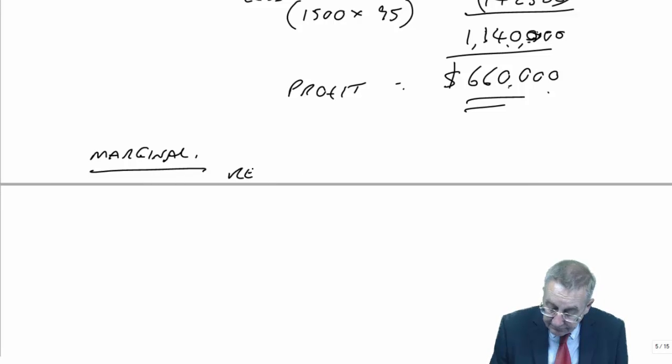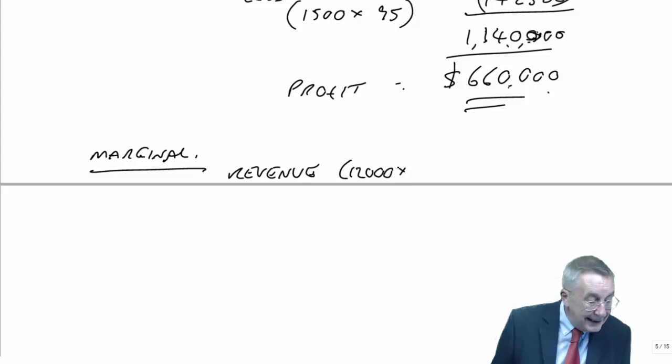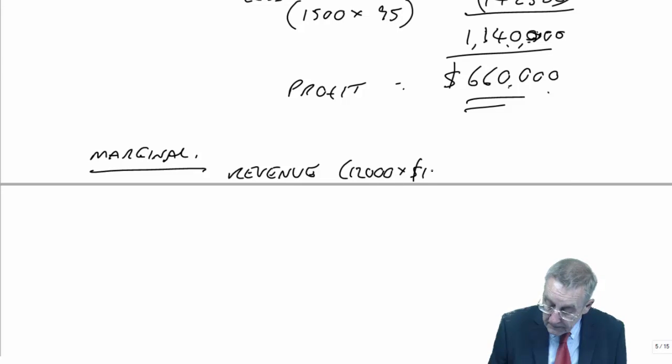The revenue, obviously, is as before, so 12,000 sold at 150, 1.8 million.